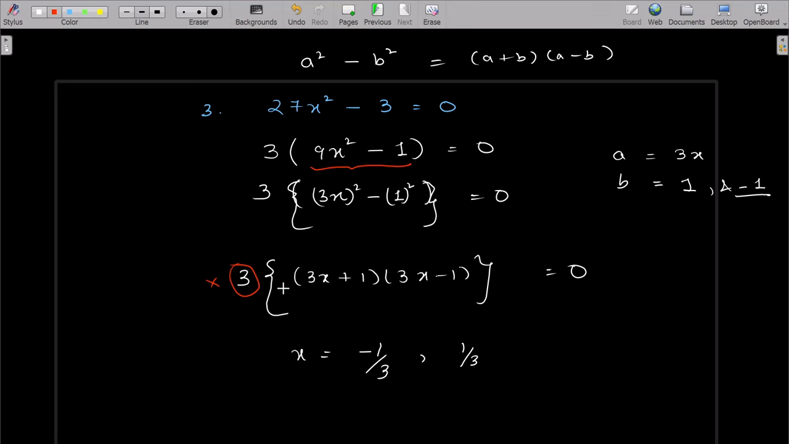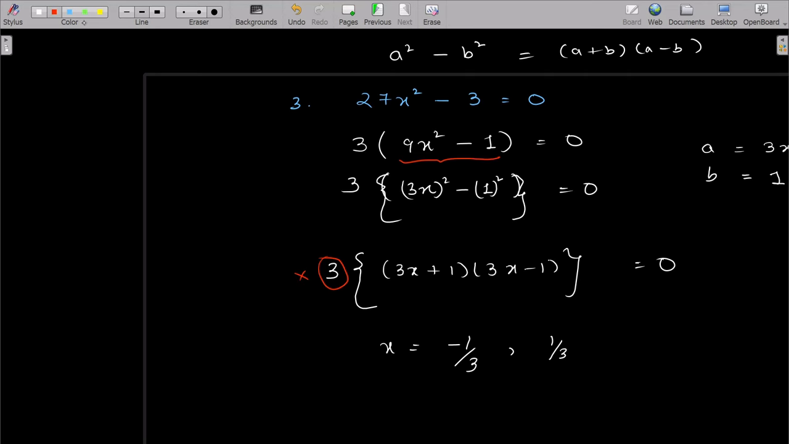If you ignore this 3 completely, so does that mean, Anishka, and here is a deep insight, that these two quadratic equations will have the same solutions? 27x square minus 3 is equal to 0 and 9x square minus 1 is equal to 0. We solved this one and got positive and negative one third. And if you solve the second one, again you'll get the same two solutions. So what is the interpretation of 3? Is this 3 completely useless?